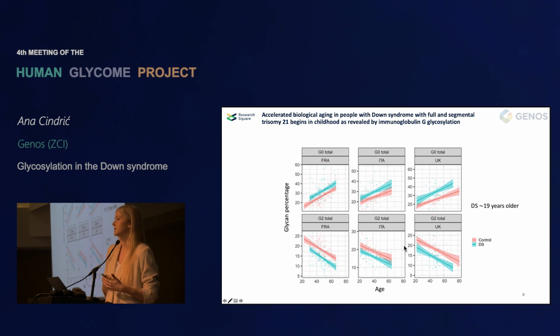So that kind of demonstrates the point. We have calculated this using these curves, and we have established that on average, when you take all of these populations into account, people with Down syndrome, based on their IgG glycans, are 19 years older than their healthy peers.